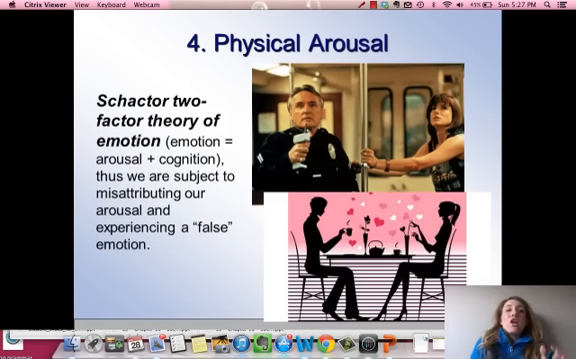Physical arousal, all right? So this is Schachter's two-factor theory. This is the idea that you can sometimes misattribute something physiologically arousing for sexual tension or sexual arousal. And this is why oftentimes in the movies, they'll have some intense fighting scene, and then at the end they want to make out or something, right? So you get a false emotion.